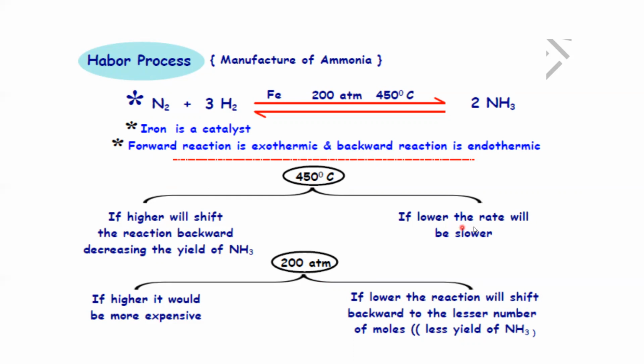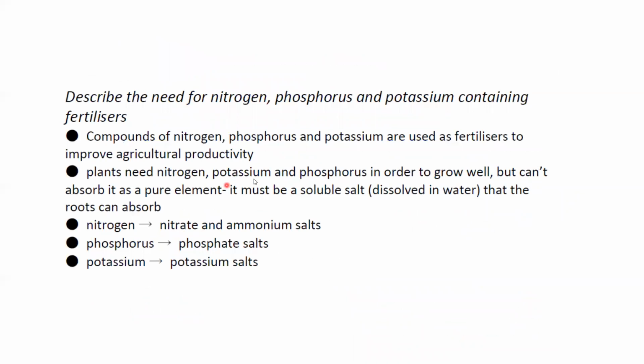And if you decrease the temperature as well, the rate will also decrease. Then the fertilizers, the compounds which provide essential nutrients to the plant such as nitrogen, phosphorus and potassium, also known as NPK. So how can plants get nitrogen? From nitrates or ammonium salt, phosphorus from phosphate salt, and potassium from potassium salt.